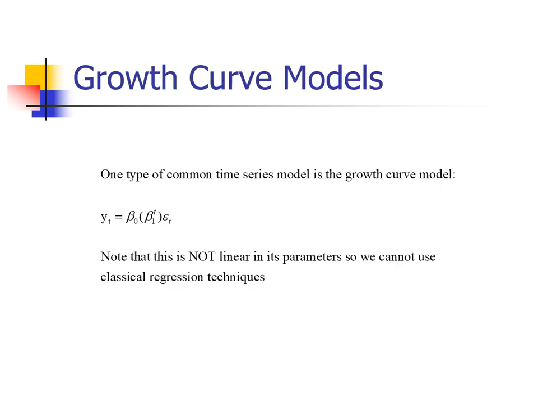The last thing I wanted to do is briefly show that very often we can get by with modeling trends with polynomials, but there are situations where we might do something a little more complicated. One of those is the exponential growth curve model. A growth curve model would look like y sub t equals beta naught times beta 1 to the power t times the error, epsilon t. Now, this is not linear in its parameters, which means that we cannot use the usual 512 techniques.